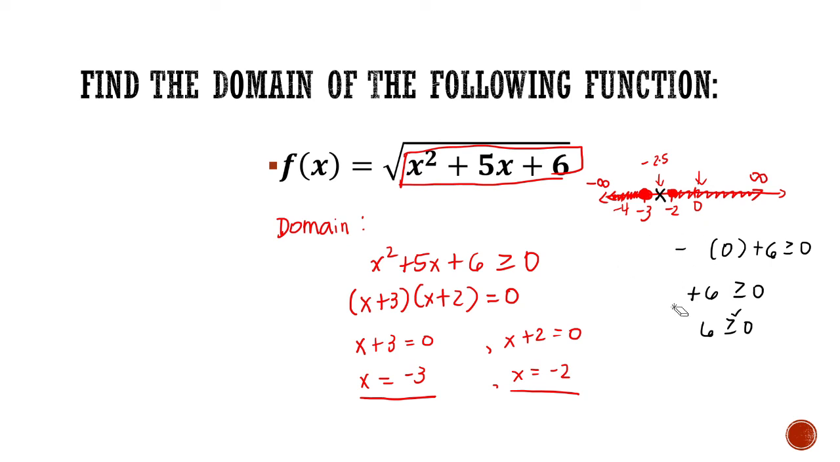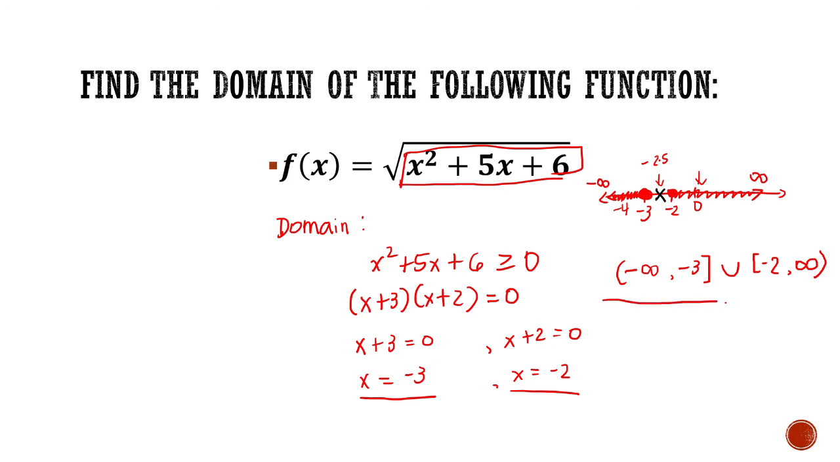So to write the domain of our function in interval notation, we can write it this way. -3 is included. Since there are two intervals, we use the union of sets. -2 is included, we use square brackets until positive infinity. So this is the domain of our function. So yung mga numbers lang from -infinity up until -3 at yung mga numbers from -2 to positive infinity, sila lang po yung pwedeng i-substitute sa function.